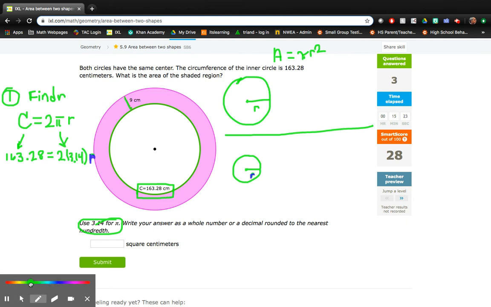So now I'm just going to multiply 2 times pi. And 2 times pi, or 2 times 3.14, is just 6.28. So now I have an equation that says 163.28 is equal to 6.28 times r. And I can solve for r by just undoing this multiplication here using division. So I'm dividing both sides of my equation by 6.28.